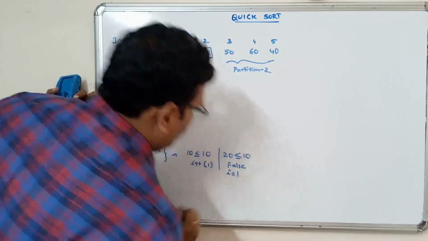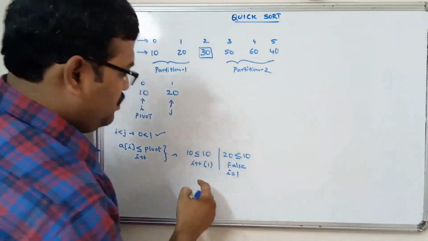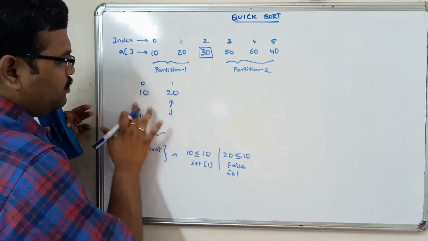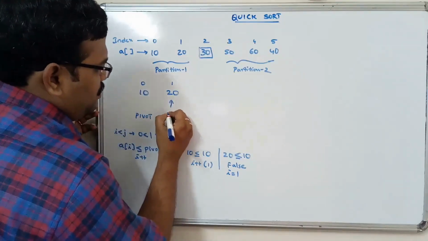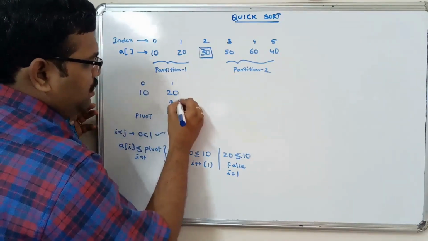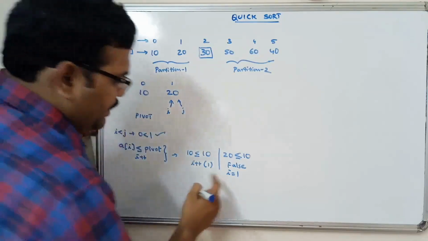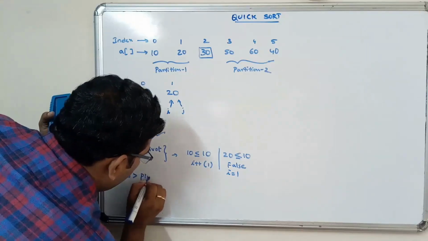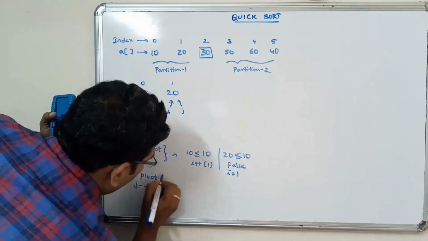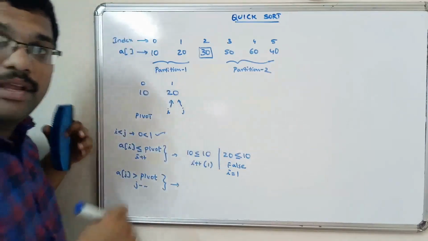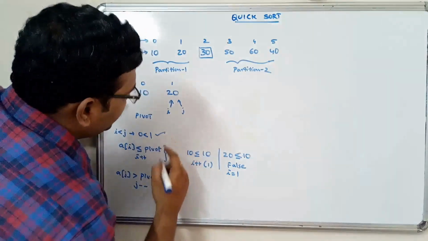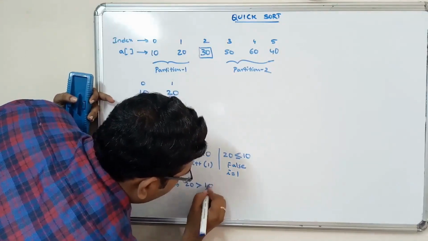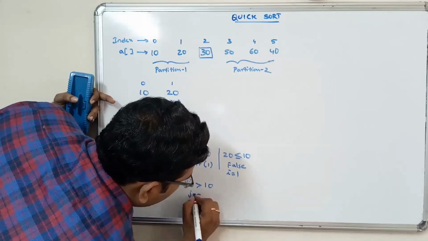So I is equal to 1, right, I is equal to 1. So the I value is changed from here to here, okay. Next, A of J greater than pivot, we have to keep on decrementing the J value. So 20 is greater than 10, J minus minus, right?